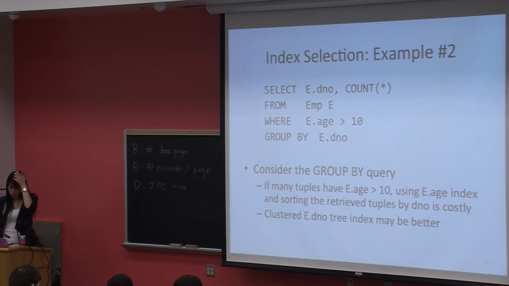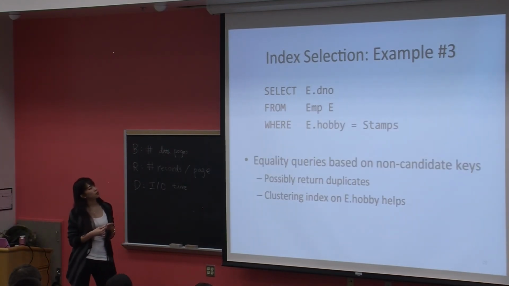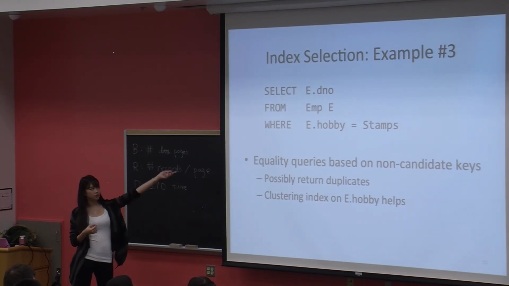Okay, so far, this one is easy too. How about this example? If we select the department number from employees where the employee's hobby is collecting stamps, which index do you think we should base on? Just basically based on the hobby, right? Because that's what we care about.